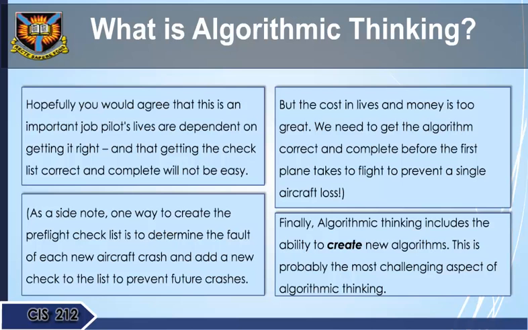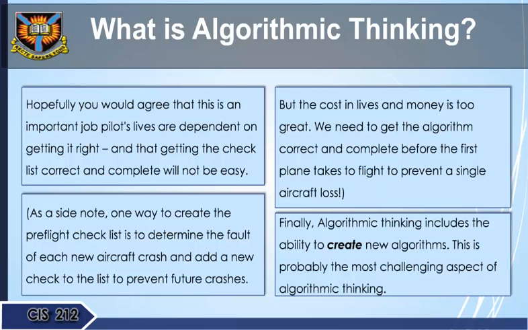As a side note, one way to create the pre-flight checklist is to determine the fault of each new aircraft crash and add a new check to the list to prevent future crashes, but the cost in lives and money is too great. We need to get the algorithm correct and complete before the first plane takes to flight to prevent a single aircraft loss. Finally, algorithmic thinking includes the ability to create new algorithms.